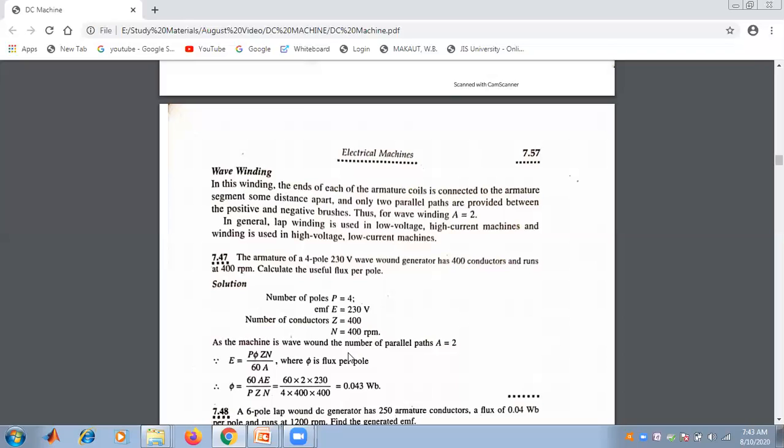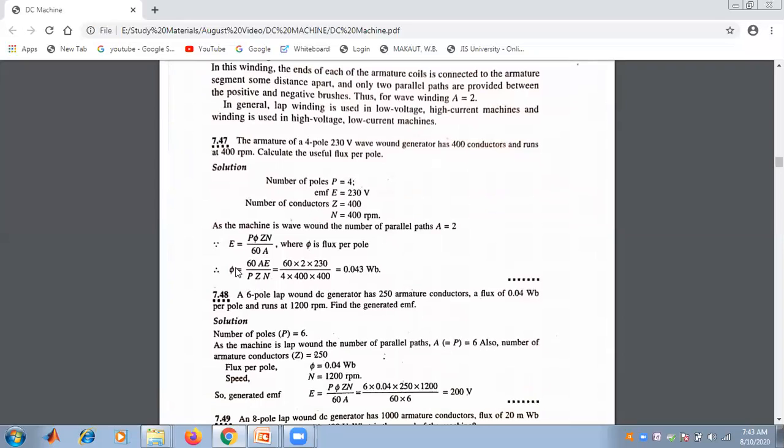As the number of conductors Z is given as 400 and it is wave wound, the number of parallel paths A equal to 2 for wave winding. It is clearly seen here. So E equal to PφnZ by 60A. After putting all those values, we will find φ equal to 0.043 Weber.